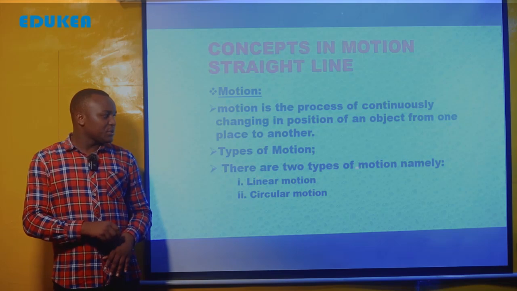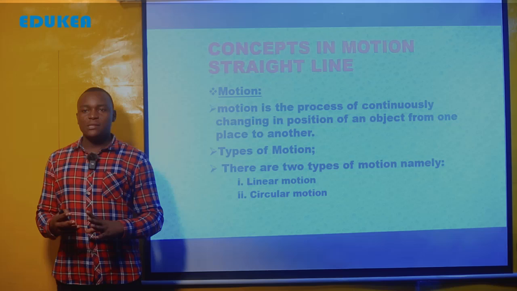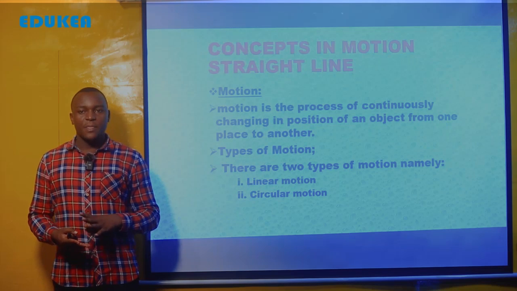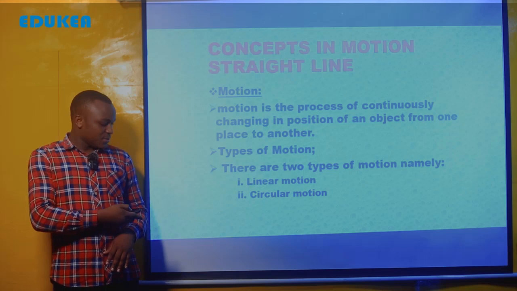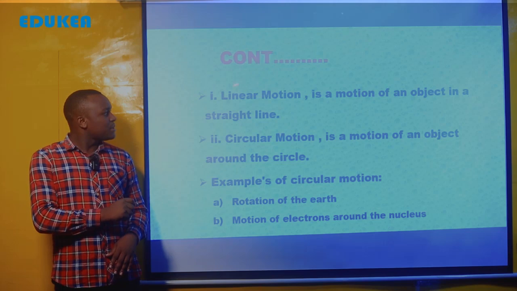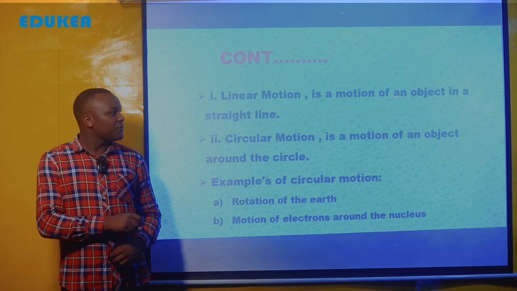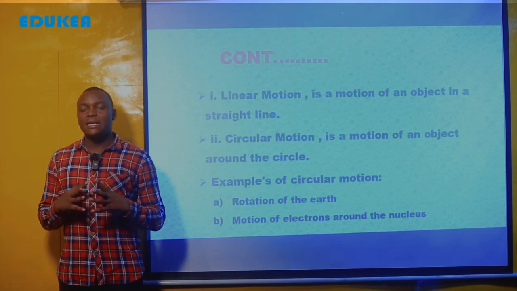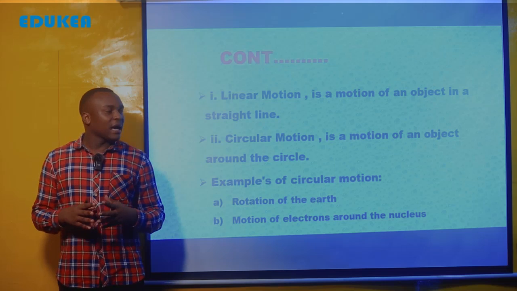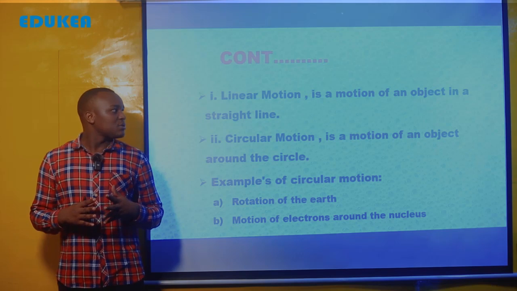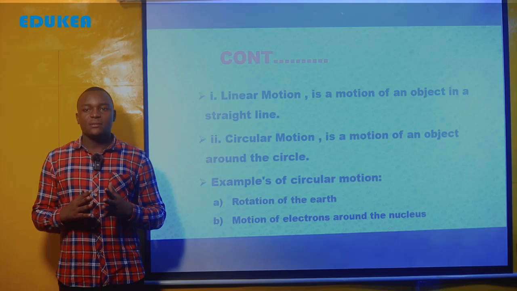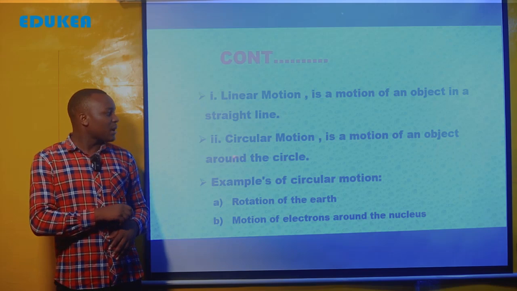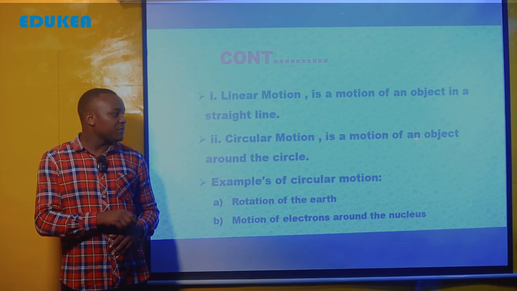There are two types of motion. The first one is linear motion, and the second one is circular motion. When we say linear motion, it is a motion of an object in a straight line. Kwa tunapozungumzia linear motion, ni aina za motion ambazo zinatokea katika, tunasema straight line, katika mstari mnyoofu. Lakini when we talk about circular motion, it is a motion of an object around a circle.